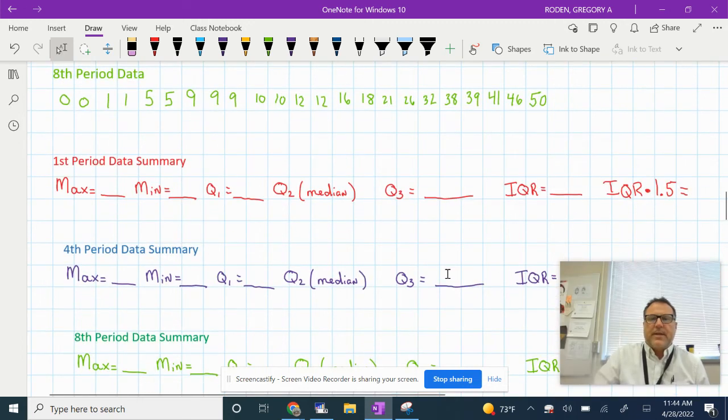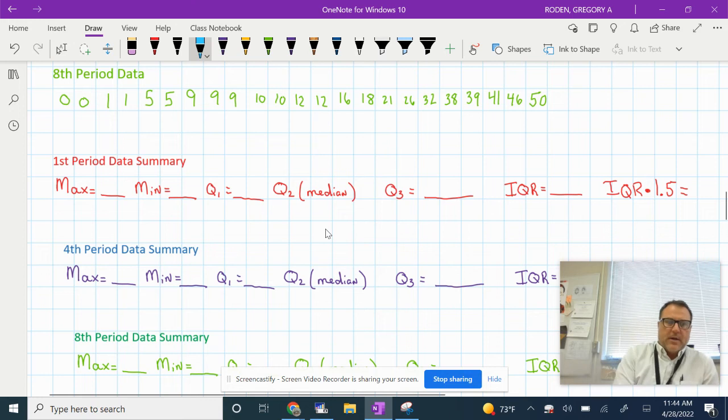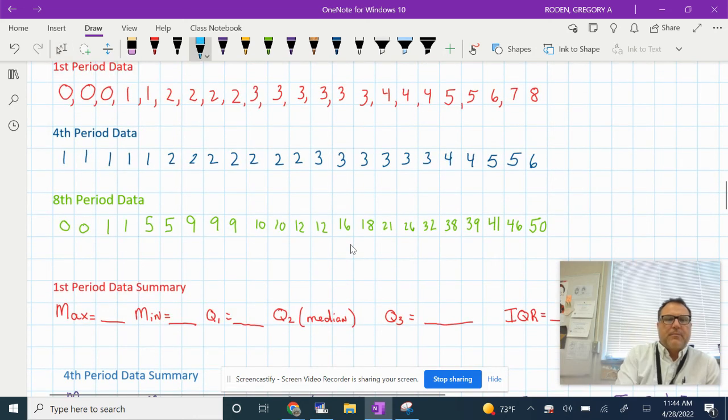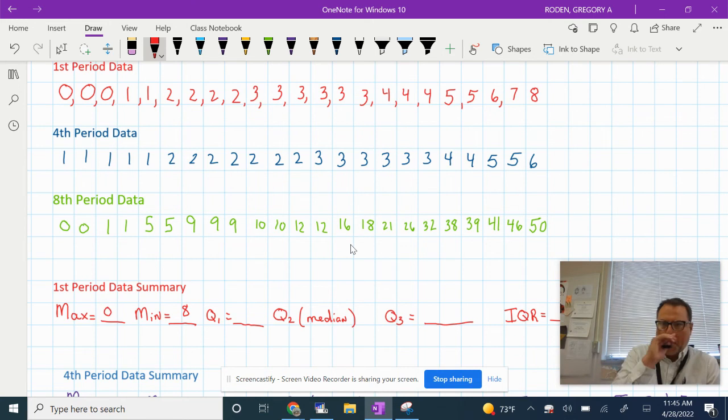Whenever we do a data summary, I want you to write this down. If you want to pause me, that's fine. Our data summary is going to be our maximum point, our minimum point, our Q1, our Q2, our Q3, our IQR, and then our IQR times 1.5. The first thing I'm going to do is go up to my red numbers up here. The easiest thing to do is find the minimum and the maximum. Your minimum is, in this case, 0, and your maximum is 8.